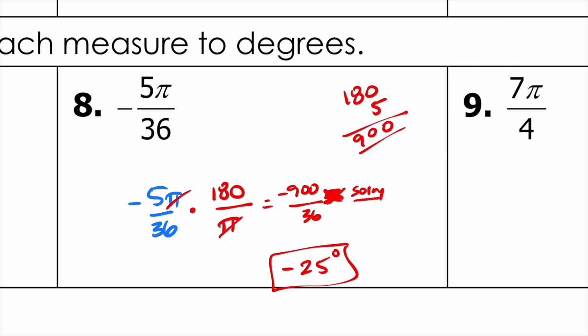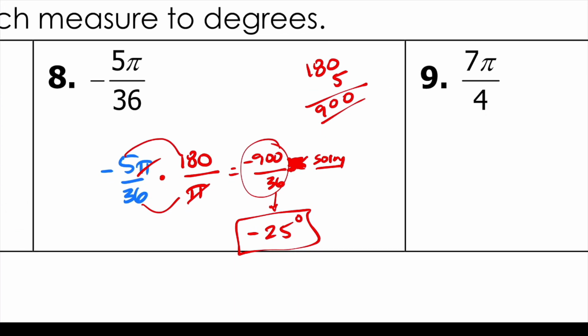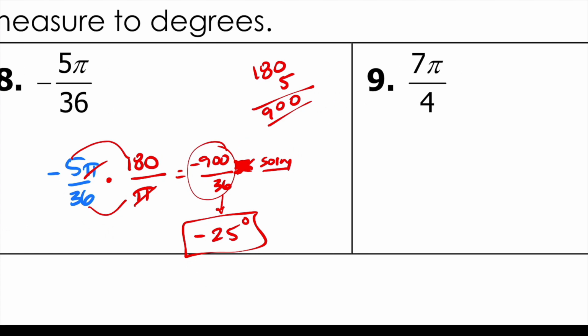So all I did was I multiplied negative 5 times 180 in the numerator. I got negative 900. 36 times 1 in the denominator, 36. Divided 900 by 36. And don't forget the numerator's negative. I got negative 25 degrees. All right, calculator does all the work. I didn't have a calculator. It took me a little longer, but that's fine. Just punch it into your calculator, you'll get the answer. So let's try 7/4 pi.